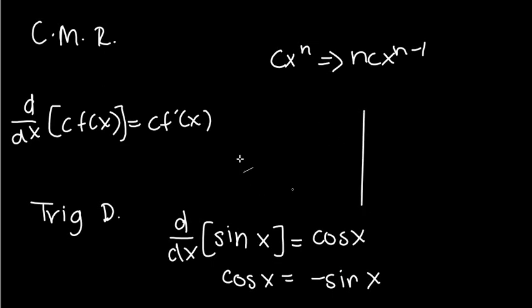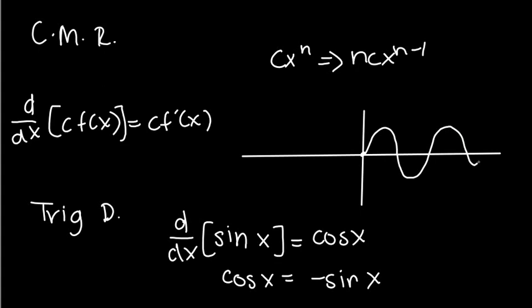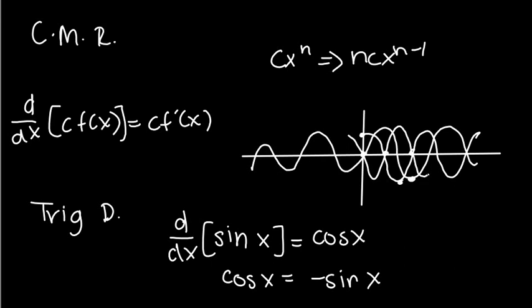Sine of x is equal to 0 here. It looks like that, right? And on this side, it looks like that. So at this point the slope looks like it's at 1, and then here it's at 0, and here it's at negative 1, and this is equal to 0. So this just corresponds with cosine. But for cosine, it is just the opposite. The derivative of that is going to be negative sine. So basically, that is the trig derivatives.